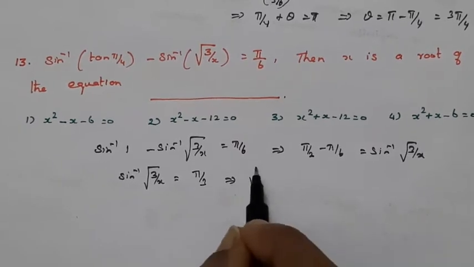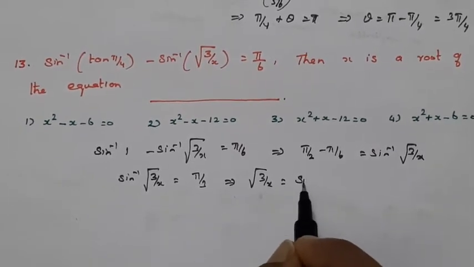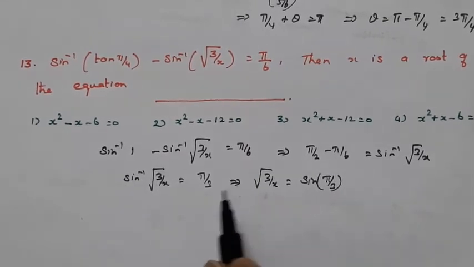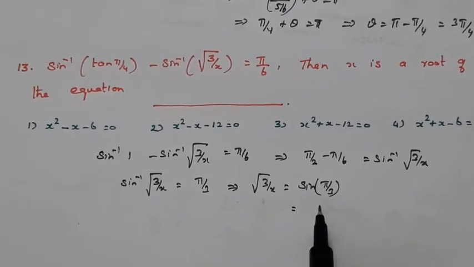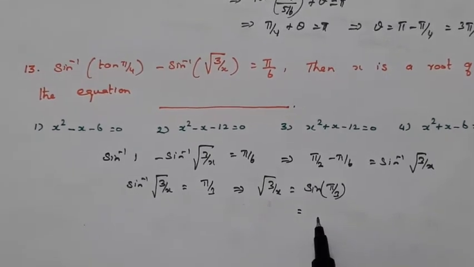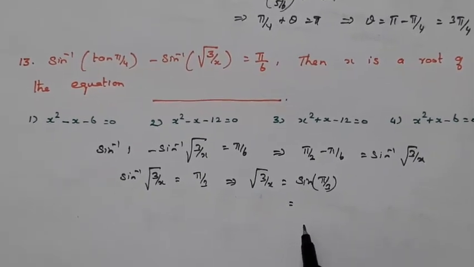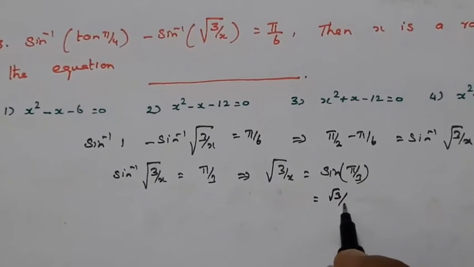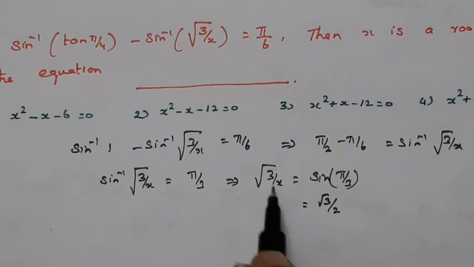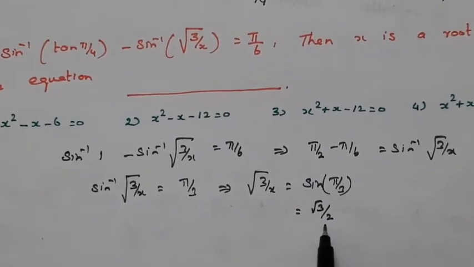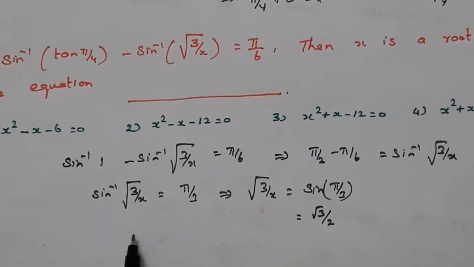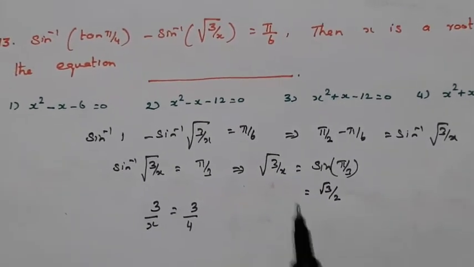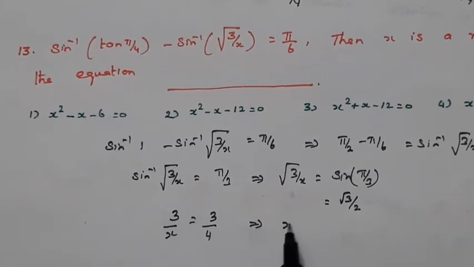Which implies that root of 3 by x is equal to sin of pi by 3 by definition, moving this sin inverse to the opposite side. Okay. So what is sin of pi by 3? Sin 60. So what is sin 60? Sin 60 is equal to root 3 by 2. So from this you are going to evaluate the value of x. Okay. So let us, on squaring on both sides, we have 3 by x is equal to 3 divided by 4. So this implies that x is equal to 4.